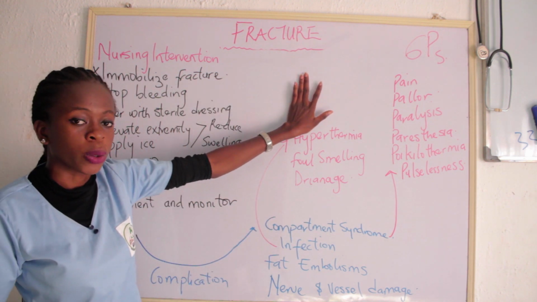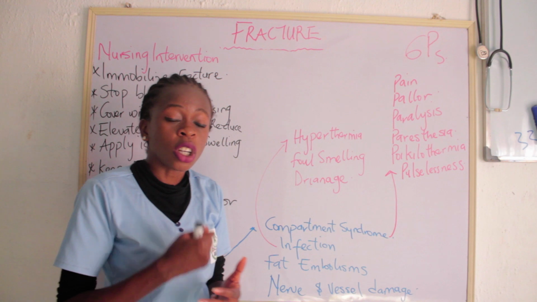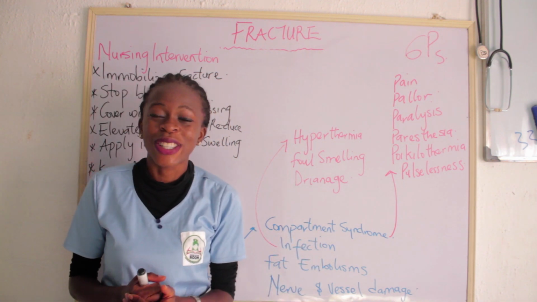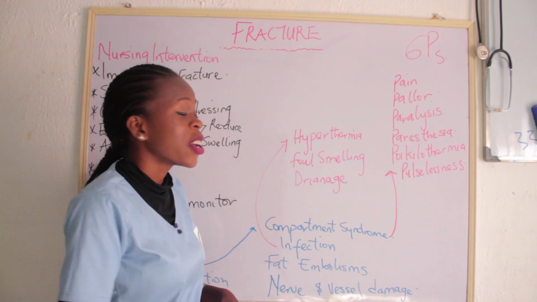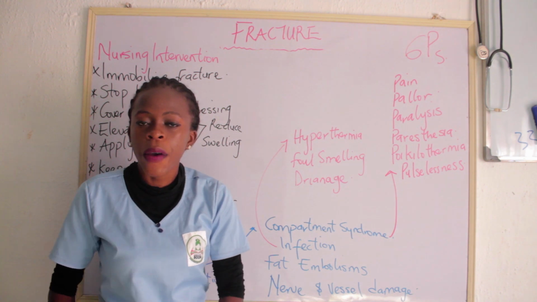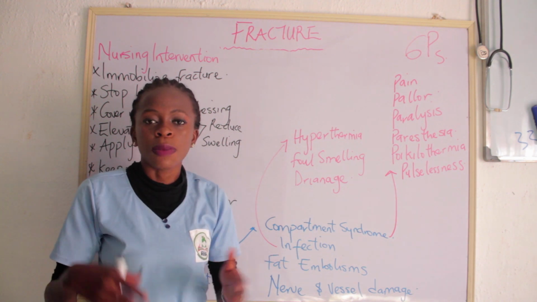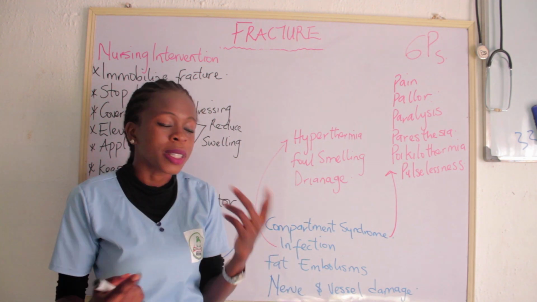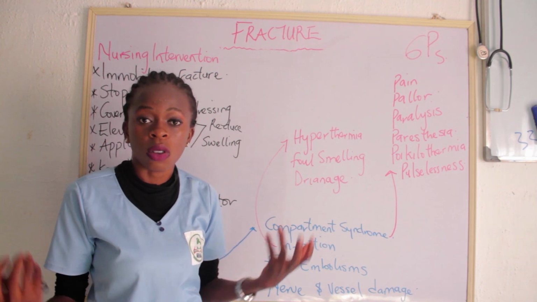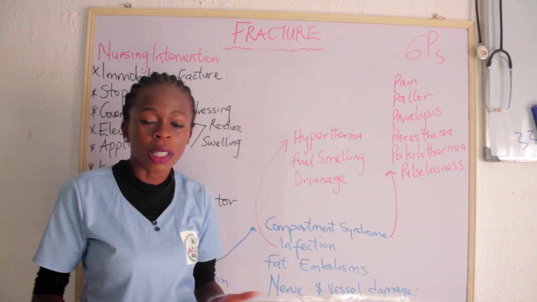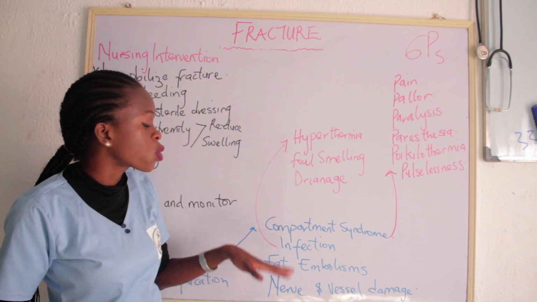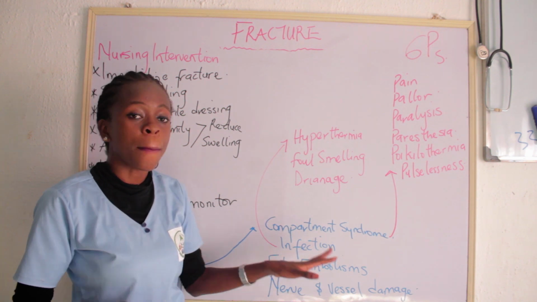Of fracture. Then another complication of fracture is infection, and we all know the signs of infection, which is usually hyperthermia. You can have a foul smell coming out from the affected area, maybe as a result of the cast that is being applied. But you have to observe for signs and symptoms. You can have drainage or pus coming out from where the pins are inserted or where the cast is placed. So you have to observe for signs of fat embolism.